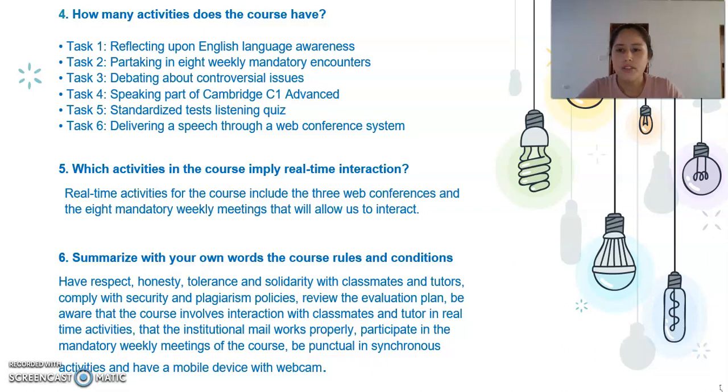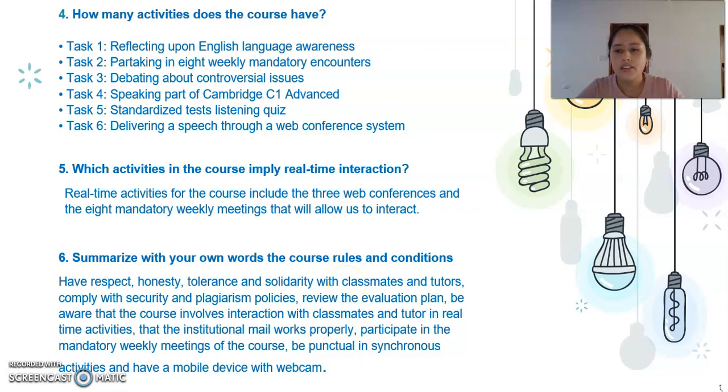Task 4. Speaking part of the Cambridge C1 Advanced. Task 5. Standardized test listening quiz. Task 6. Delivering a speech through our conferences.